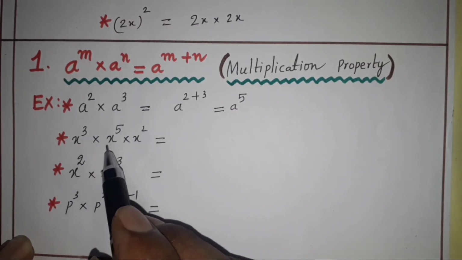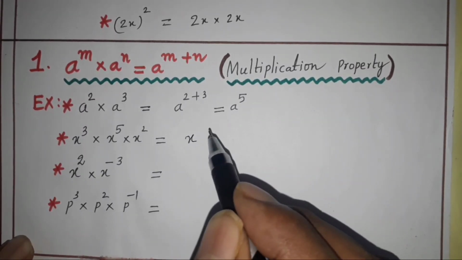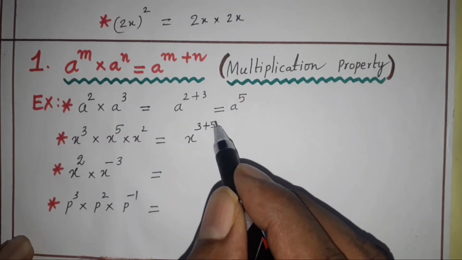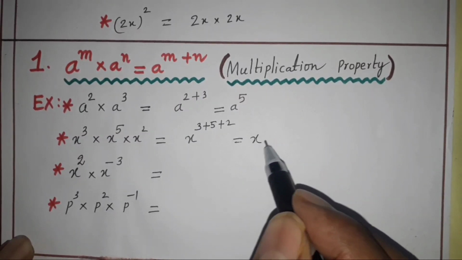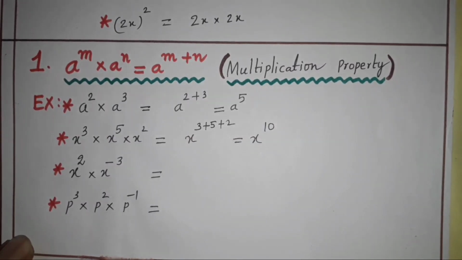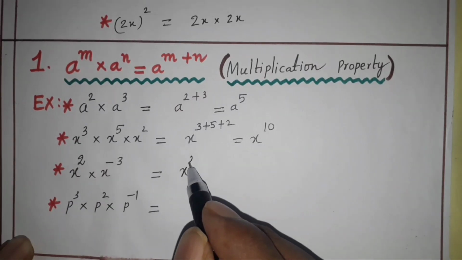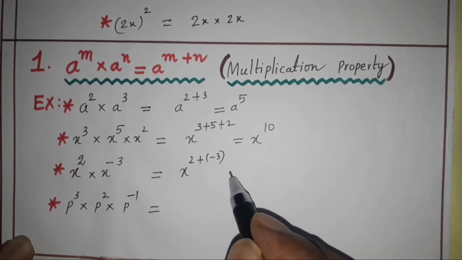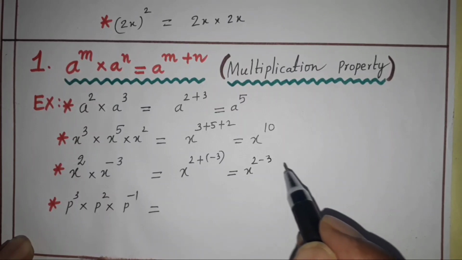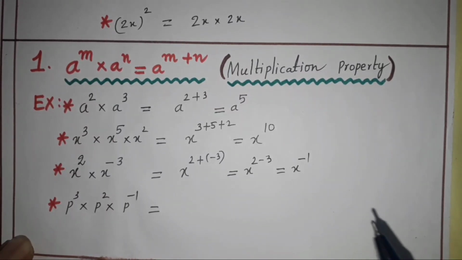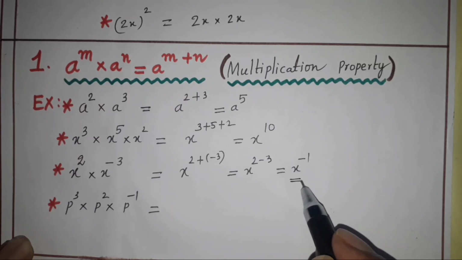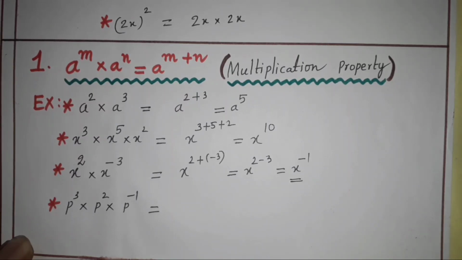Here you see x cube into x power 5 into x square. All the bases are equal now. So take the base one time and add the powers, 3 plus 5 plus 2, that is equal to x to the power of 10. Next, x square into x power minus 3. Here also the bases are equal, so you add the powers: x to the power of 2 plus minus 3, which is x to the power of 2 minus 3, that is equal to x to the power of minus 1. Negative powers we can express as positive, we will discuss later.